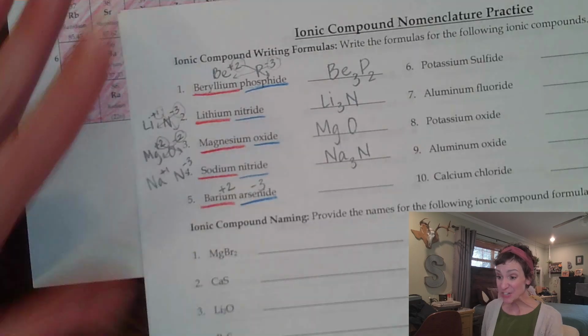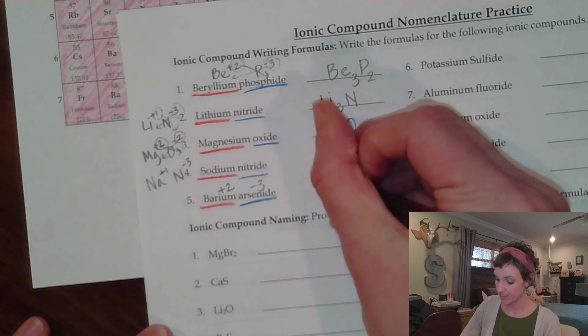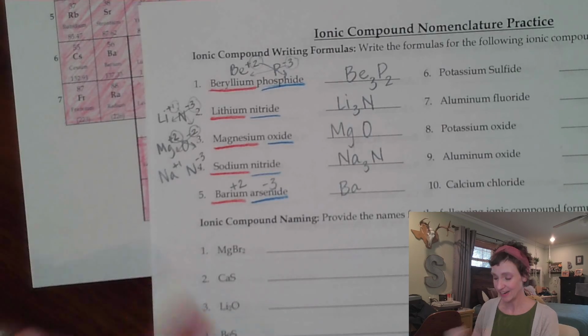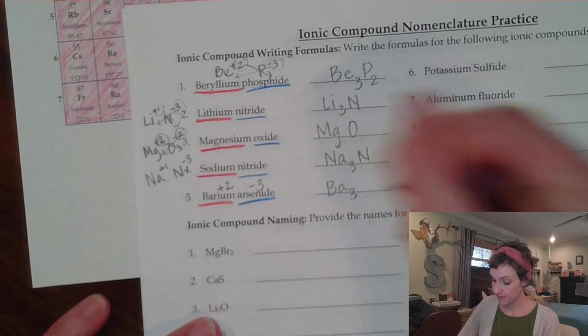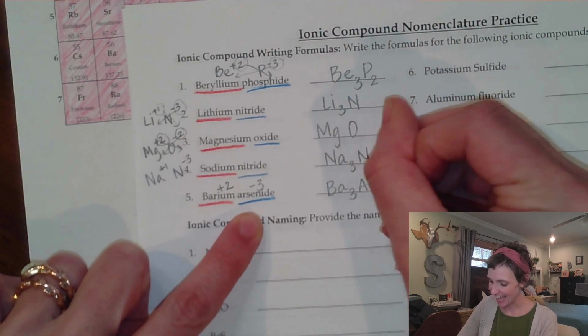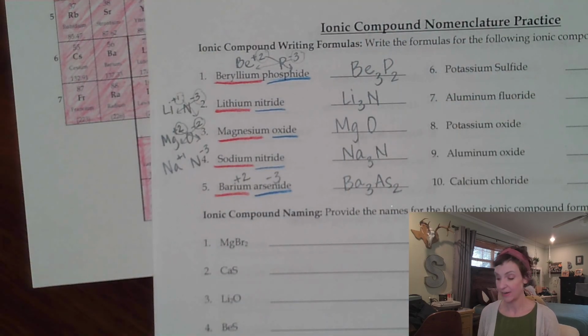So I've written the charges above each one of the ions. And now I can, in my head, be like, swap your numbers down. Which means barium, his symbol, he's going to get the 3 from arsenic. And then arsenic, which is As, is going to get the 2 from barium.